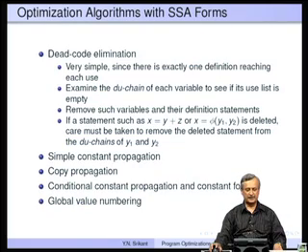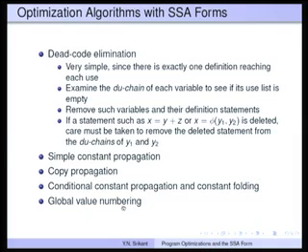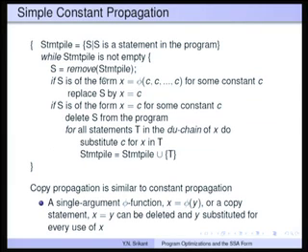So, we were looking at the optimizations with SSA forms. There are many optimizations which are very fruitful on such forms. For example, dead code elimination, then simple constant propagation, copy propagation, conditional constant propagation, constant folding, global value numbering. These are all optimizations which can be done very effectively on the SSA form. Simple constant propagation is really simple.